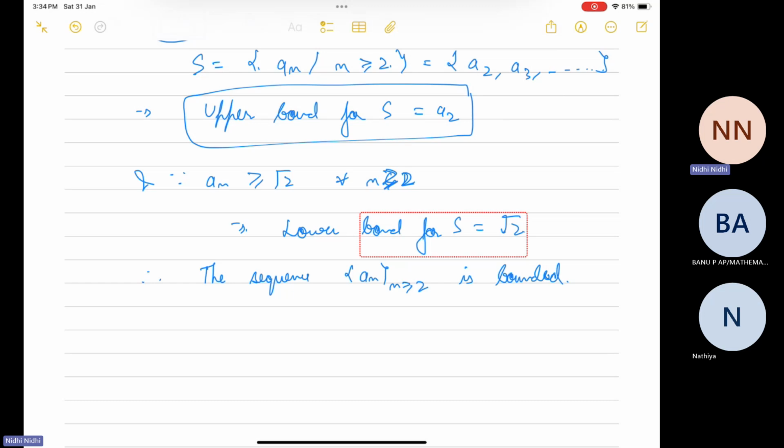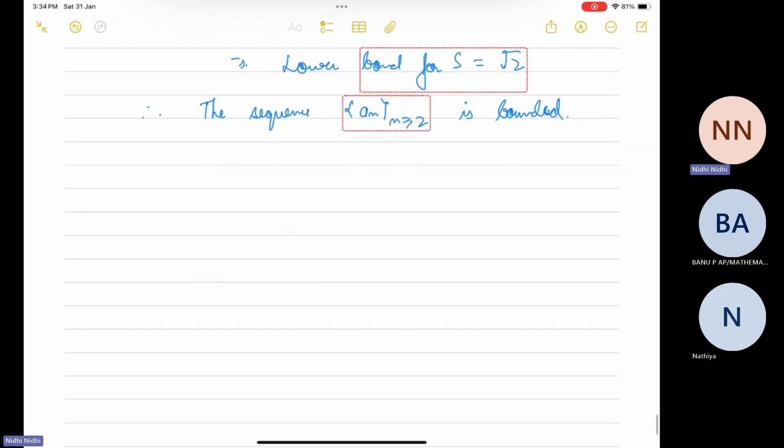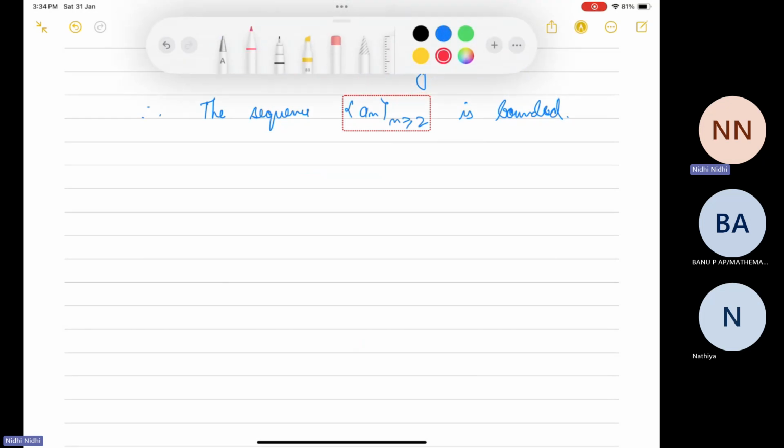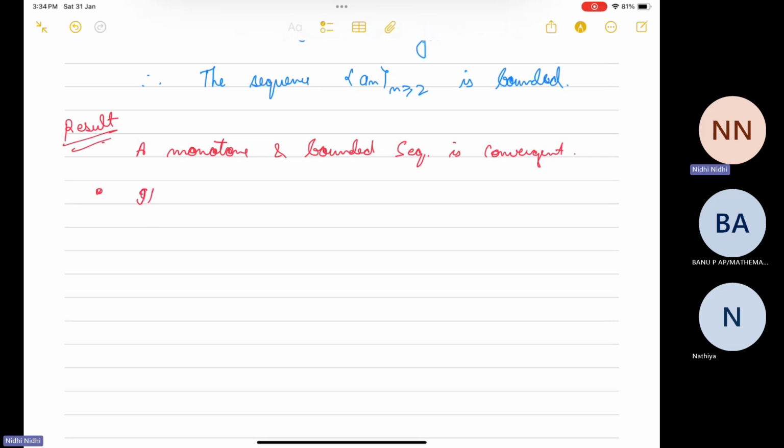Until now we have proved that the sequence is non-increasing, so basically it is decreasing, and bounded. So let me recall a result that you must have done in your theory lectures: any monotone and bounded sequence is always convergent. A monotone and bounded sequence is convergent. And in fact, suppose an is increasing and bounded above.